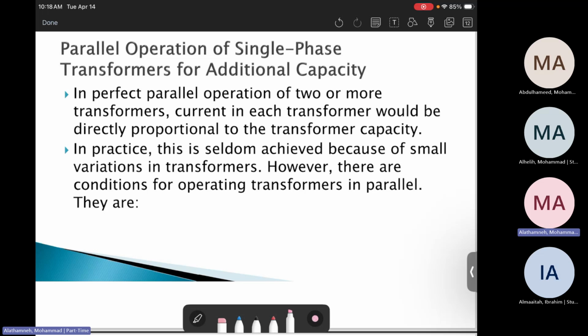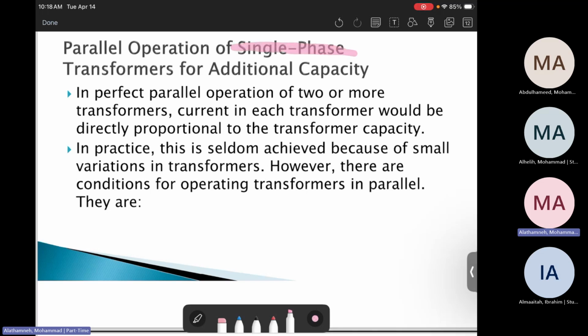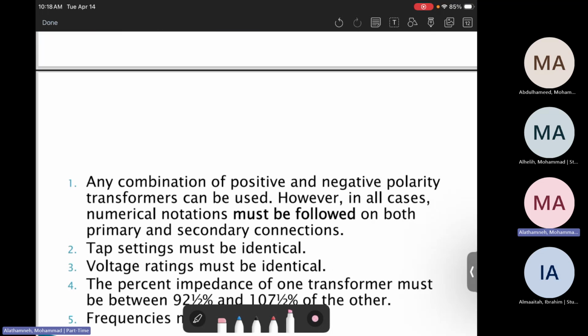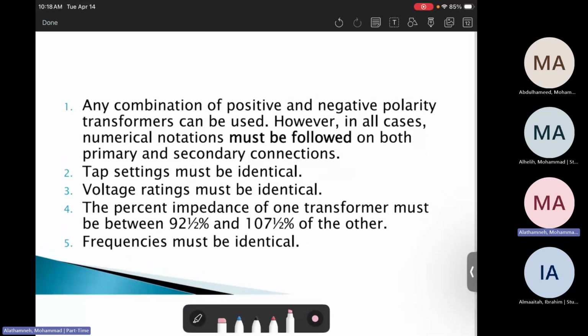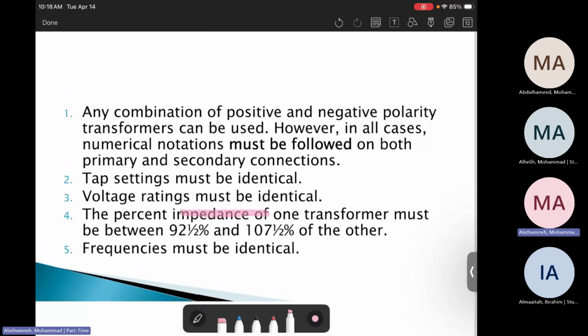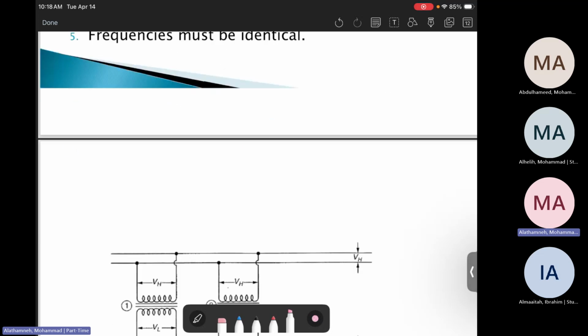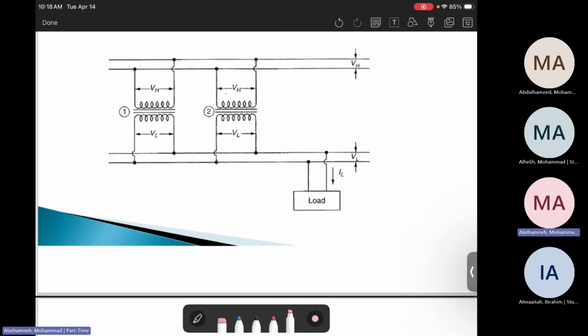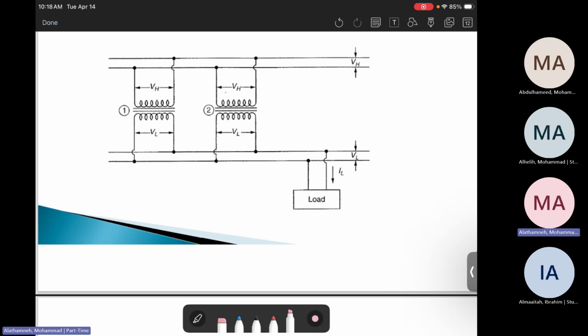We already talked about paralleling transformers in the last lecture, but here we will talk about single phase paralleling, which is different from the 3-phase paralleling. It's very much the same: same voltage, same percentage impedance, frequency must be identical, tap changer identical, combination must be identical. But there is no rotation or phase sequence. That's what you need to keep in mind.